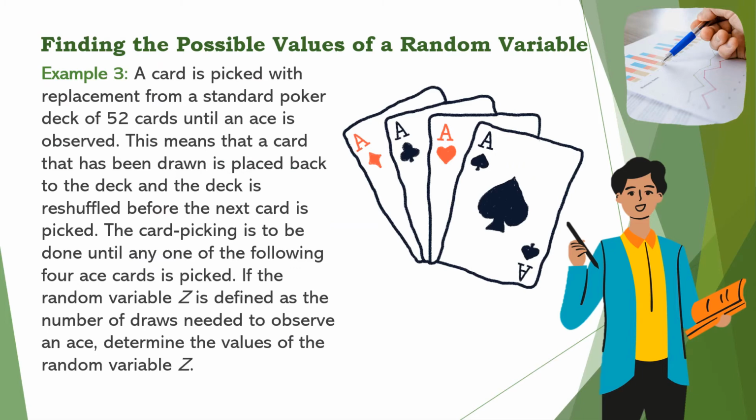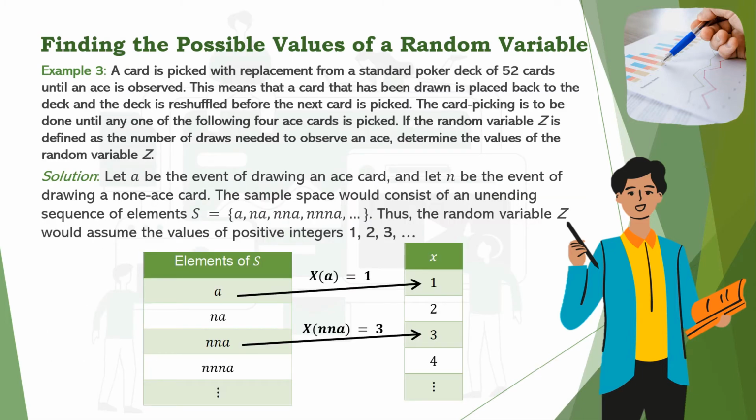Third and last example. Solution. Let A be the event of drawing an ace card, and let N be the event of drawing a non-ace card. The sample space would consist of an unending sequence of elements S, which are A, and N A, and N N A, and N N N A, and so on. Thus, the random variable Z would assume the values of positive integers 1, 2, 3, and so on.